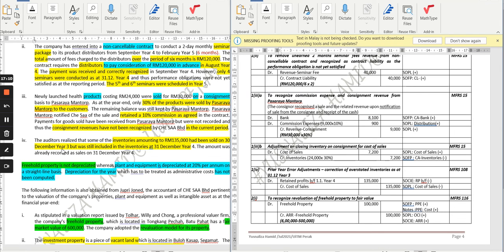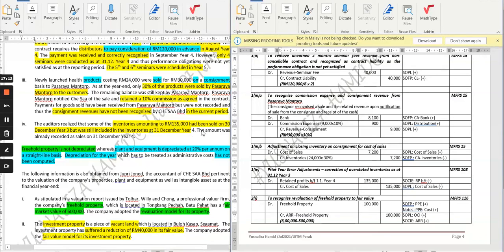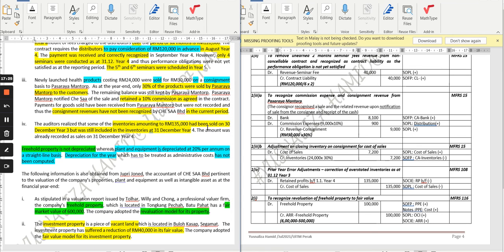Now we go on to number 4. The auditors realized that some of the inventories has been sold off, and it was still included. So another entry needs to be adjusted. And remember, this was for the year ended, sold last year, which is reporting date 31st of December year 3. However, it was still included in the closing inventories on 31st of December year 4. So you need to go and remove it from the inventories, right? And that was already recorded as sale.